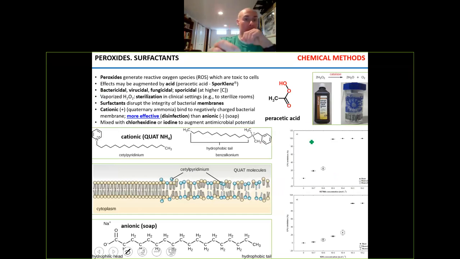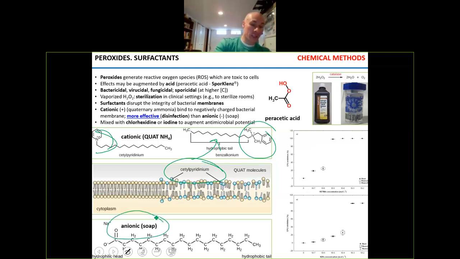One more thing. Okay, so here, surfactants. So we've got cationic surfactants. They're called cationic because they contain this positively charged part, and you see they have a positively charged part and a long hydrophobic tail. They are charged positively, the surface of the membrane is charged negatively, so these cationic surfactants very efficiently interact with the bacterial membrane and disrupt it.